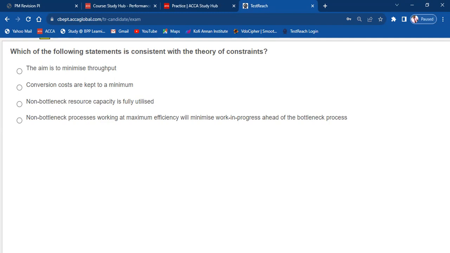The answer will be B. The aim is to minimize throughput, cannot be, because you want to maximize throughput, you want to maximize contribution in the short term. So the aim is to minimize throughput, no way. So B.